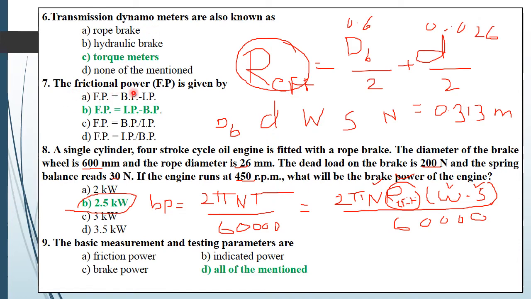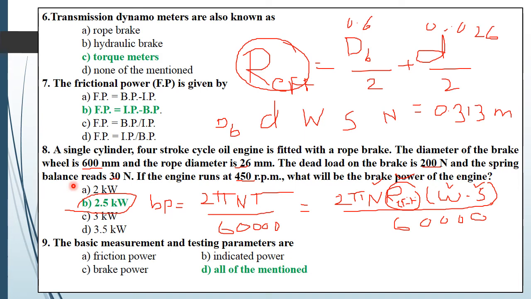Next, the frictional power is given by: friction power is equal to brake power minus indicated power; friction power is equal to indicated power minus brake power; friction power is equal to brake power divided by indicated power; friction power is equal to indicated power divided by brake power. So the correct option is option B, friction power is equal to indicated power minus brake power, because the friction power is the difference between the indicated power and brake power.